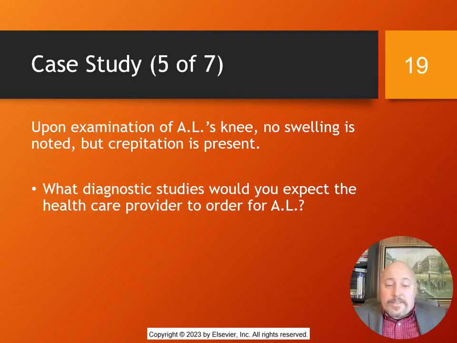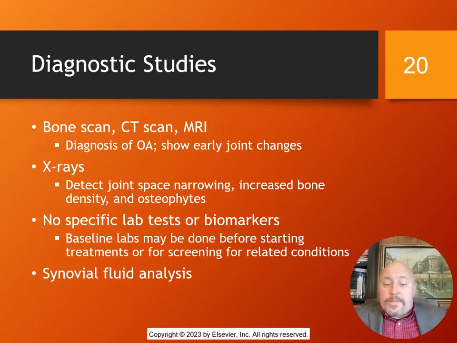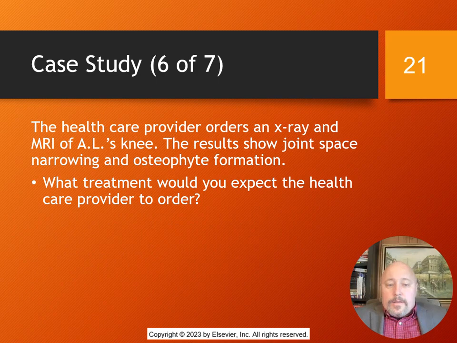What diagnostic studies would you expect the healthcare provider to order? In this case, you're going to expect some sort of imaging as your first course. Bone scan, CT scan, MRIs, X-rays. While there's no specific lab tests or biomarkers for arthritis, baseline labs may be done for screening for secondary conditions that may be contributing to it. The healthcare provider orders an X-ray and an MRI of AL's knee. The results showed joint space narrowing and osteophyte formation.